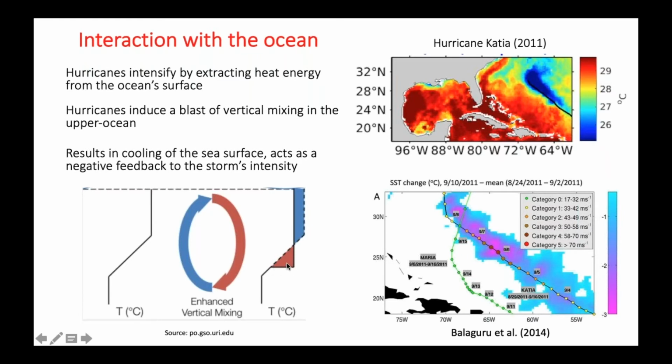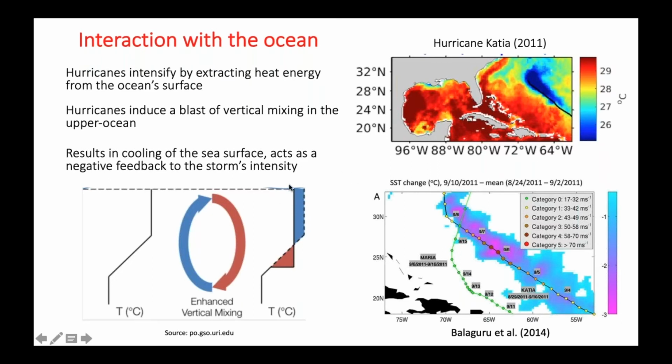So this cooling acts as a negative feedback onto the storm's intensity, because the hurricane, as I mentioned earlier, intensifies primarily by extracting heat from the ocean surface. So it's very, very sensitive to changes in the sea surface temperature. So this is a self-induced negative feedback for the storm.